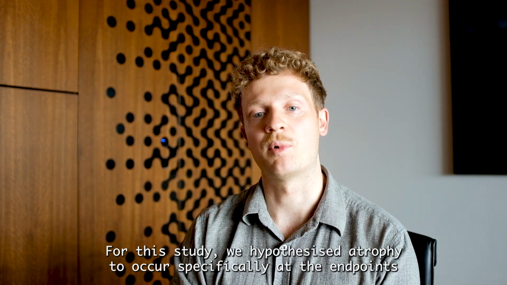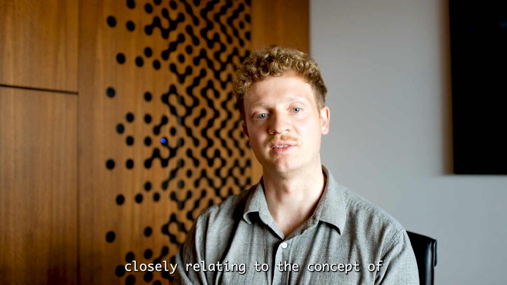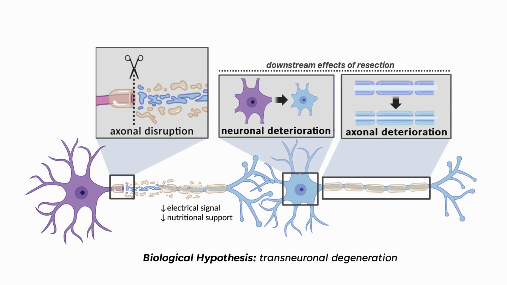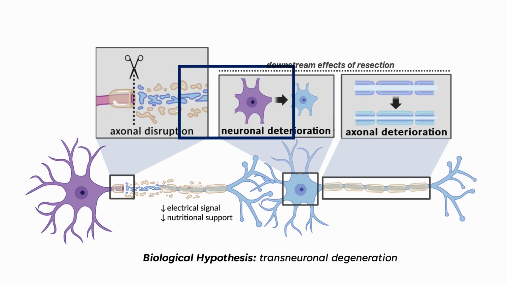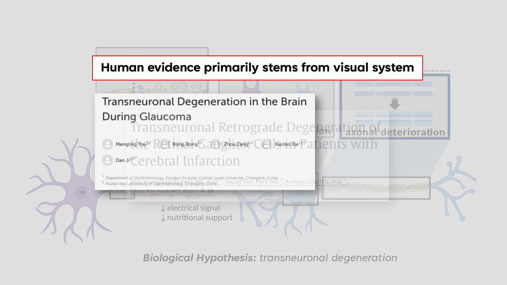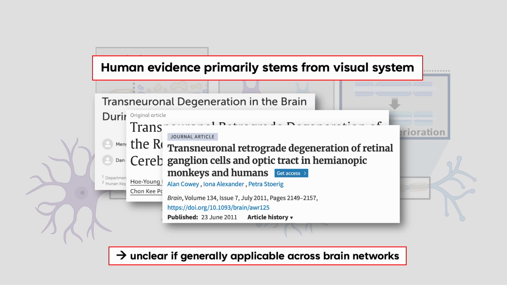For this study, we hypothesized atrophy to occur specifically at the endpoints of disrupted white matter bundles, closely relating to the concept of transneuronal degeneration, where a surgically disrupted axon degenerates, resulting in a loss of electrical signal and nutritional support for a neuron downstream, which then in return can also deteriorate, including its projections elsewhere. While plausible, it is important to stress that most human evidence of this mechanism stems from the visual system, and it's still unclear how well it generalizes to other brain networks.